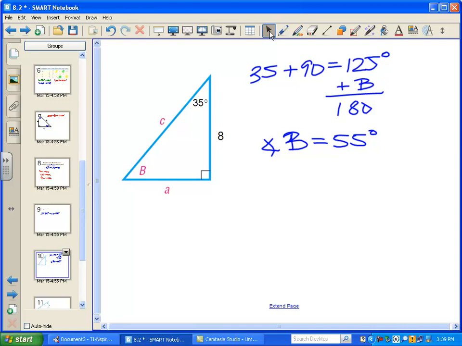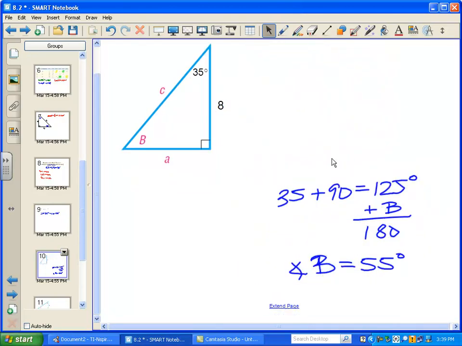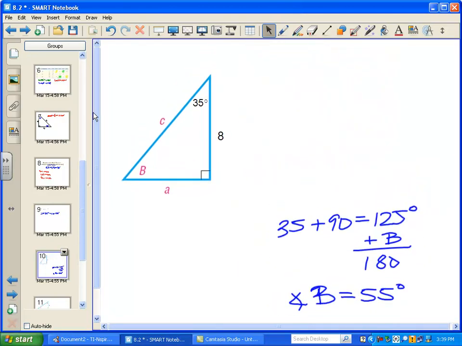See, A and C are missing, and I can't use the Pythagorean theorem there, and I can't use the fact that all the angles add up to 180. But what I can do is use these trig ratios that work. So if I look at 35 degrees, I want to incorporate the 8, which is the adjacent side, and either the A or the C. So I'll go for C, which is the hypotenuse, just because that's the one I wanted to pick.